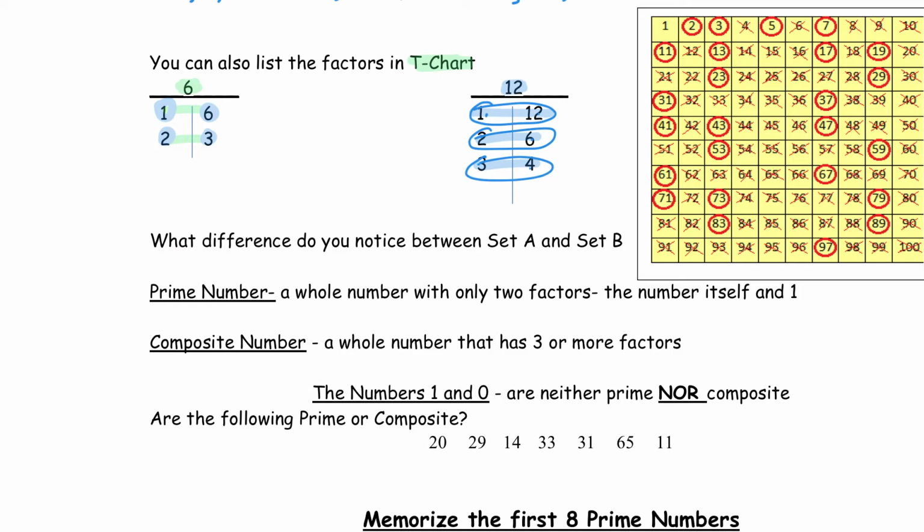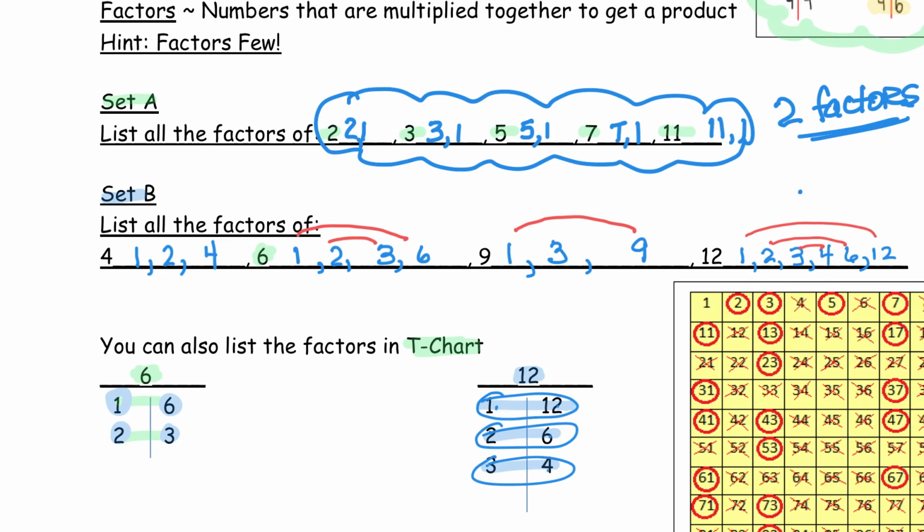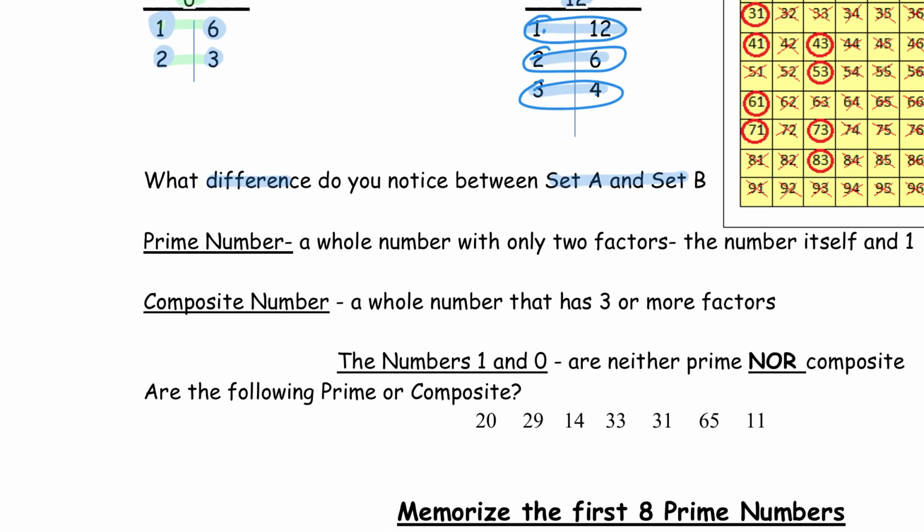Now, what difference do you notice between set A and set B? Well, obviously in set A, you can see that there were only 2 factors in each of the numbers, whereas in set B, there were at least 3 or more factors, which happens to lead us right into something pretty cool. That would be prime numbers and composite numbers.